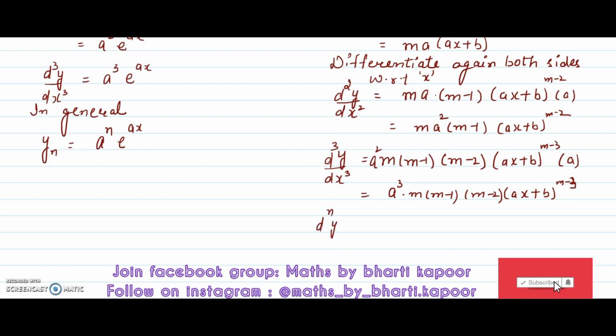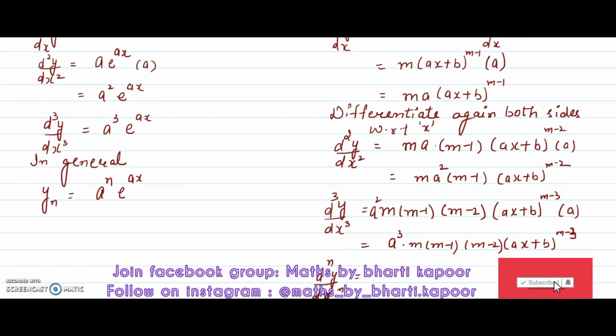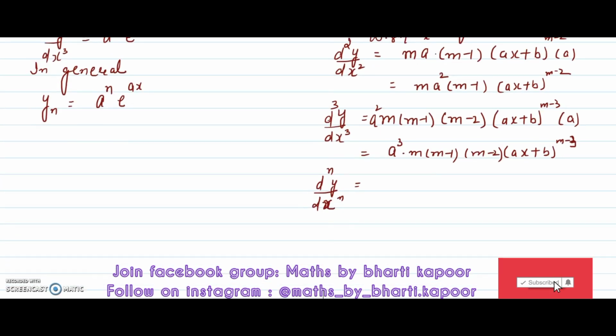Let's generalize to get the nth order derivative. Let's see the pattern. While in the first order derivative we had the first power of a, in the second order derivative it was a square. In the third order derivative we have a cube. And in the nth order derivative, of course, the power of a will be n.